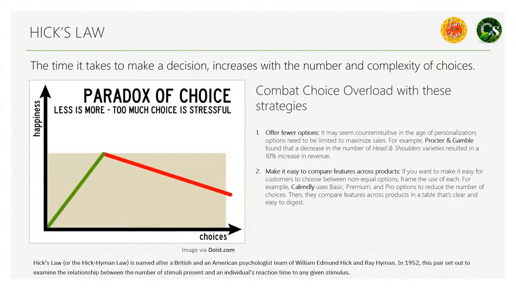Make it easy to compare features across products. If you want to make it easy for customers to choose between non-equal options, frame the use of each. For example, Calendly uses basic, premium, and pro options to reduce the number of choices. Then they compare features across products in a table that's clear and easy to digest. That's the reason most websites selling online services or products nowadays have a price table where different prices are listed with various features.